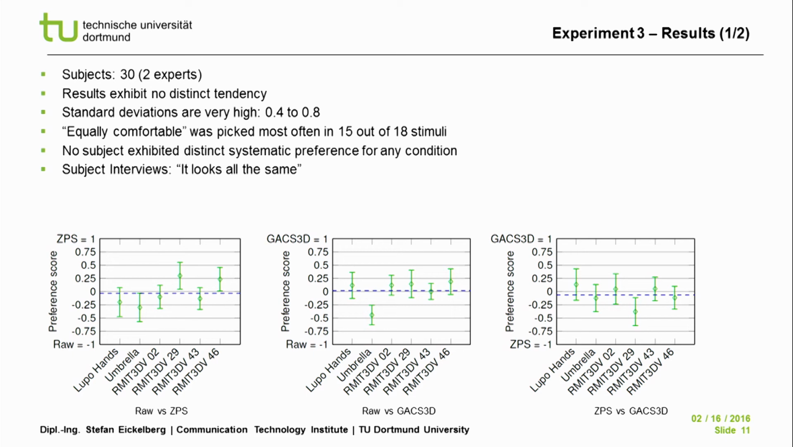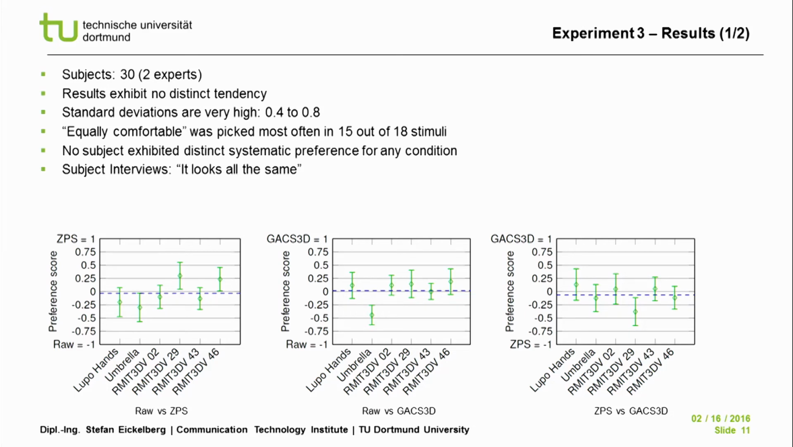Here we have plotted the mean opinion scores. Let me explain the graphs a little bit. Here we compared Ghek 3D versus the raw condition, where a score of 1 corresponds to Ghek 3D is better, and a score of -1 corresponds to the raw condition is better. And apparently, in none of these condition combinations could any distinct tendency be observed. And we were wondering, why is that?